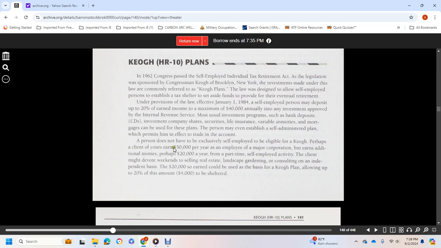Perhaps a client earns $50,000 per year as an employee of a major corporation, but earns additional money, perhaps $20,000 a year, from part-time self-employed activity. The client might devote weekends to selling real estate, landscaping, gardening, or counseling on an independent basis. The $20,000 so earned could be used in a basic Keogh plan, allowing up to 20% of the amount, or $4,000, to be sheltered.